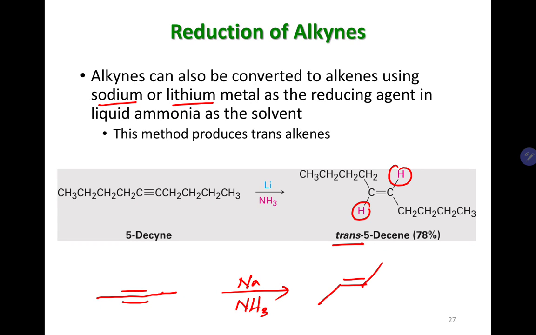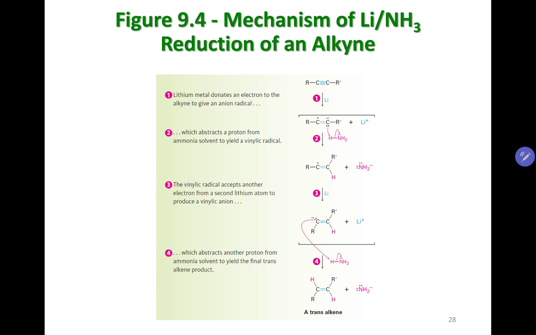Of course, if you further treat these cis or trans alkenes with hydrogen and a metal catalyst like platinum or palladium, they will go to alkanes. Here I have given you the mechanism, so you can pause the video and take a look at it. But honestly, for our discussion, the mechanism is not that important.